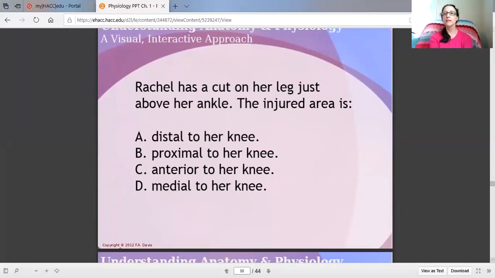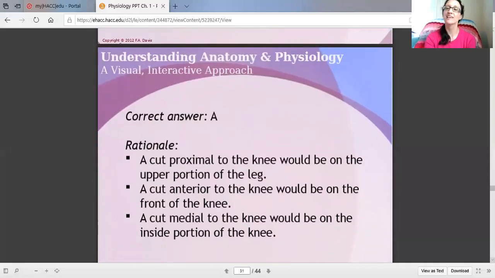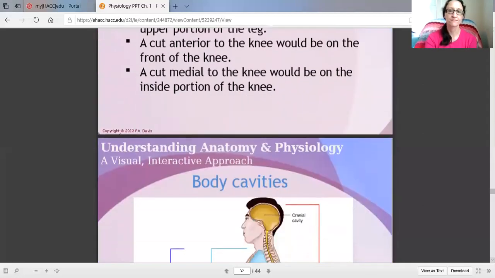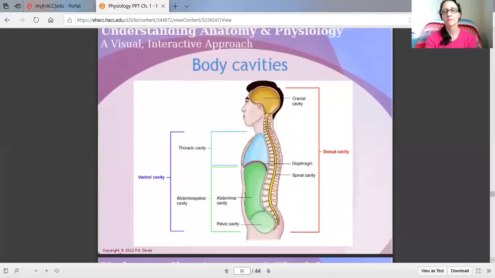Okay, Rachel has a cut on her leg just above her ankle. The injured area is A, distal to her knee, B, proximal to her knee, C, anterior to her knee, or D, medial to her knee. What do you think? Good. Yeah, the answer is A. You knew that, I know.